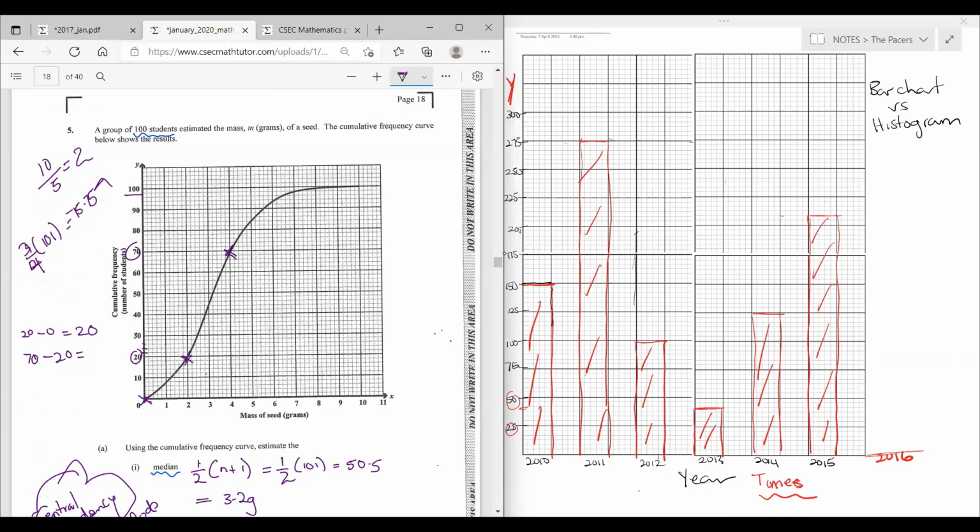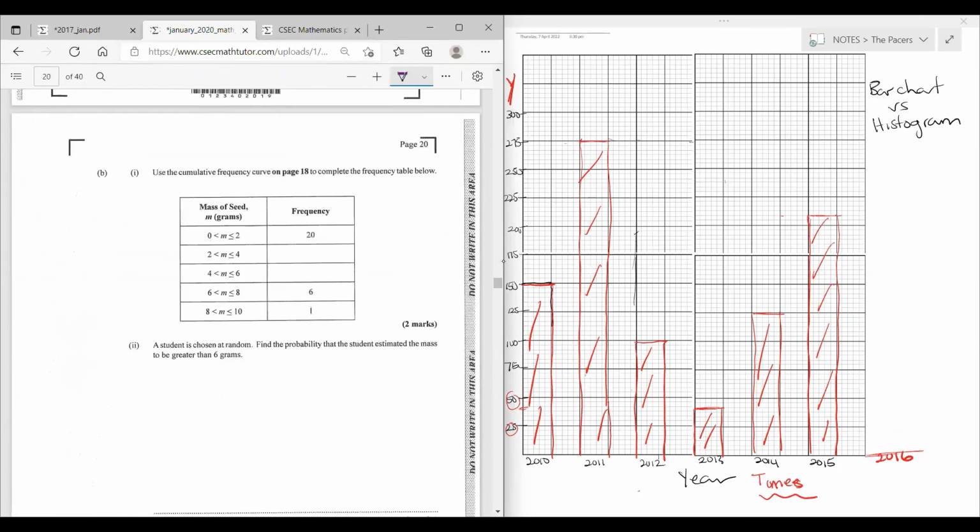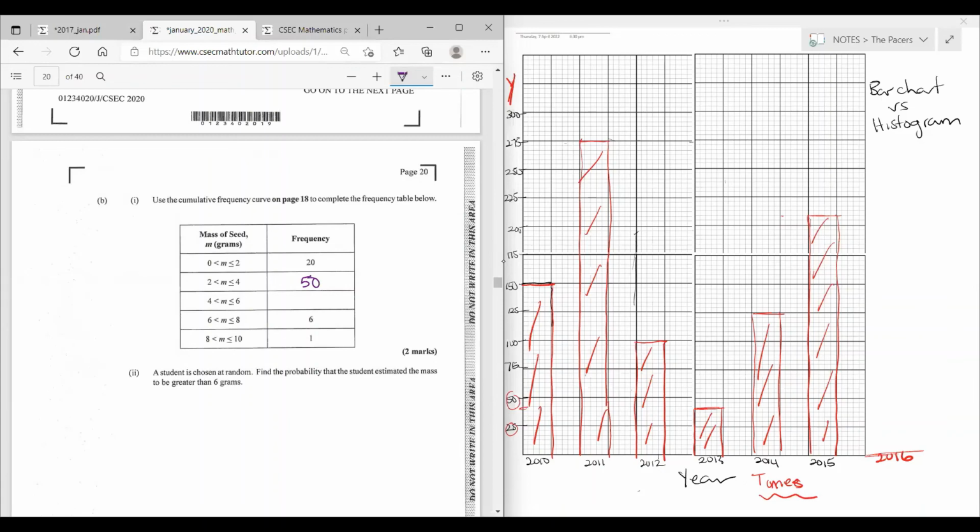So from 0 to 2, the cumulative frequency at 0 was 0. The cumulative frequency at 2 was 20. So to get the frequency, we subtract the 2. That's how we got 20 minus 0 is 20. From 2 to 4 now, we take the cumulative frequency at 2, which is 20, the cumulative frequency at 4, which is 70, and we subtract the 2. What is our frequency between 2 to 4? 50. And what is our frequency from 4 to 6?